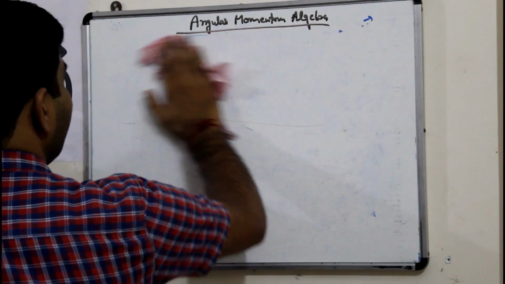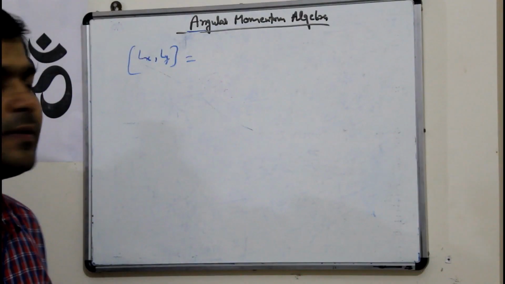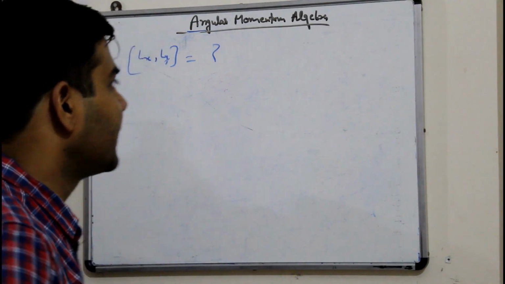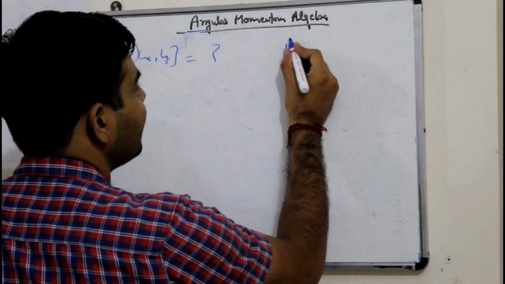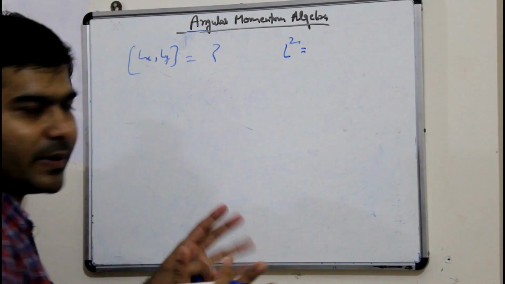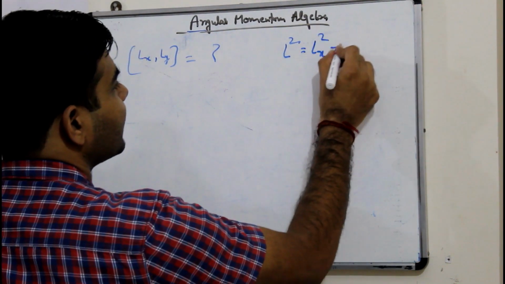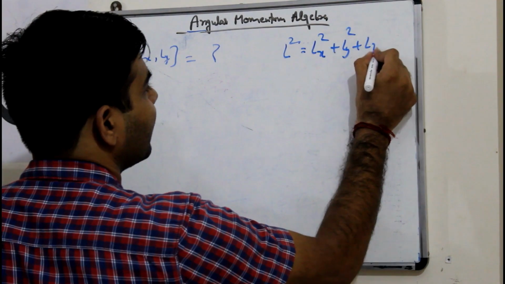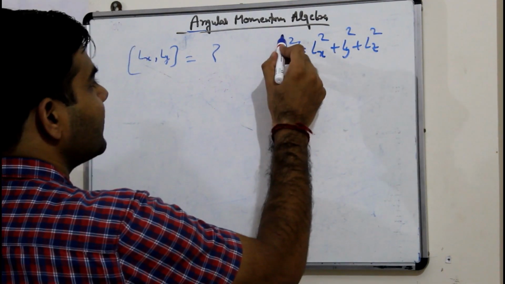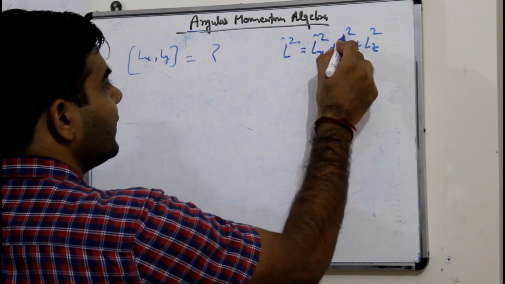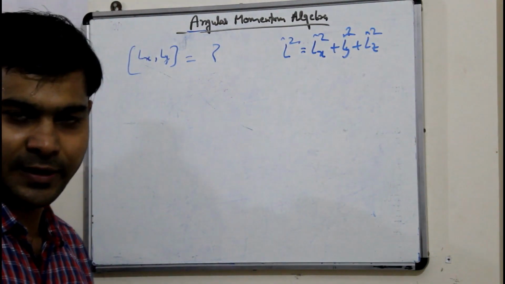between Lx and Ly? Before we find out this relation, it is important to note that the magnitude of the square of the angular momentum, L squared, is equal to Lx squared plus Ly squared plus Lz squared classically. In the same fashion, quantum mechanically also, this will be equal to the corresponding operators.